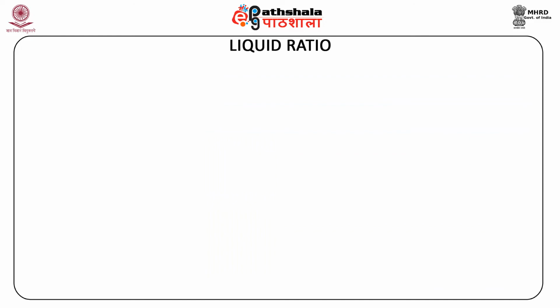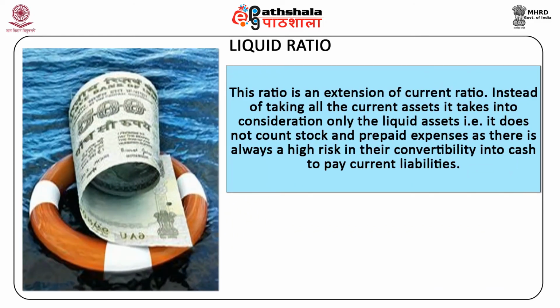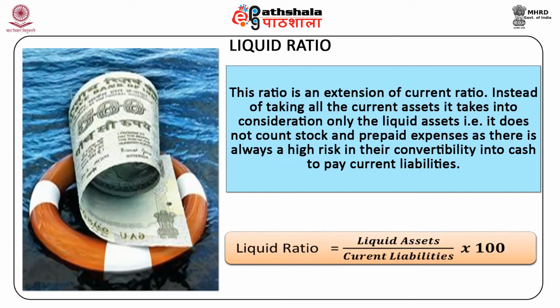Liquid ratio. This ratio is an extension of current ratio. Instead of taking all the current assets, it takes into consideration only the liquid assets. That is, it does not count stock and prepaid expenses, as there is always a high risk in their convertibility into cash to pay current liabilities. It is given by the following formula. Liquid ratio is equal to liquid assets divided by current liabilities.